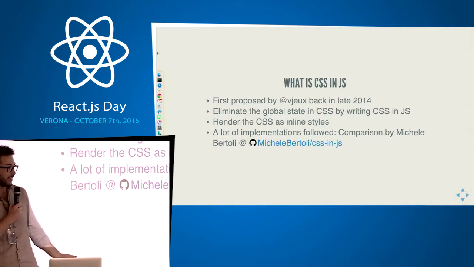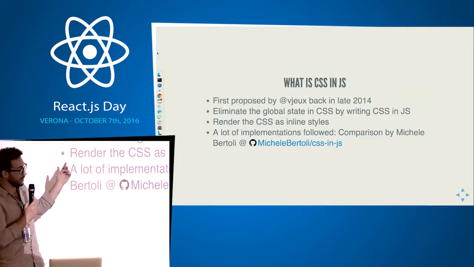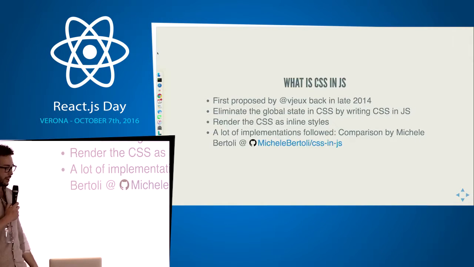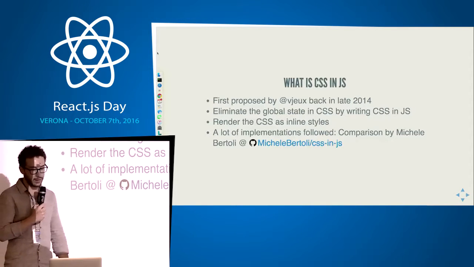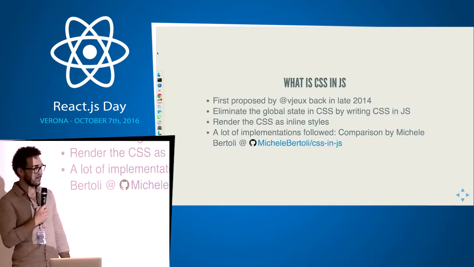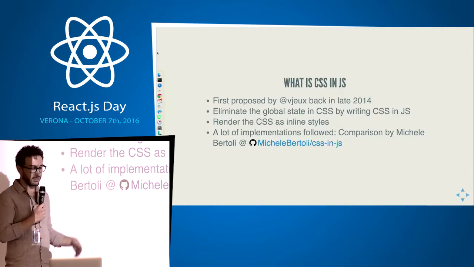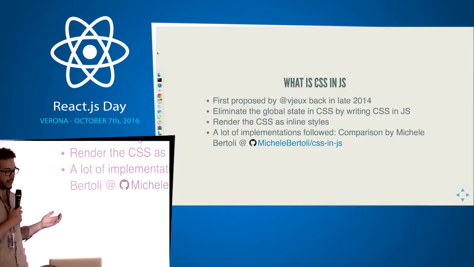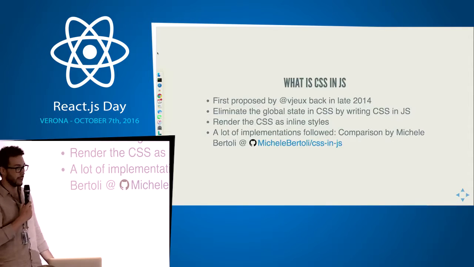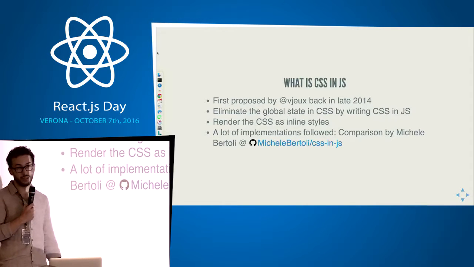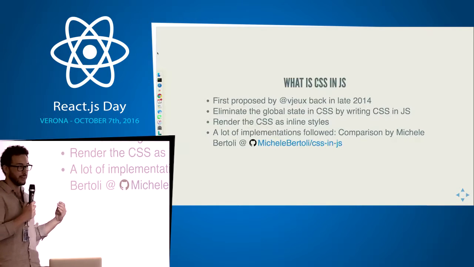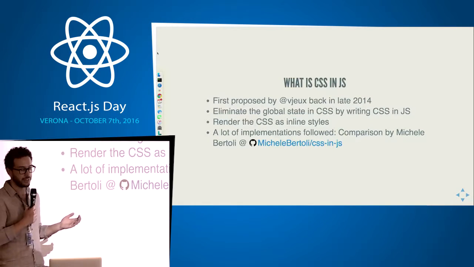Okay, what actually is CSS in JS? Well, the idea was first proposed in late 2014 by Vjeux. He's a Facebook guy who works with React. And there was a huge discussion that started after his talk. The basic idea is that they also want to eliminate global state in CSS, but by writing the CSS in JavaScript, right? So you can have all your nice JavaScript features like variables and local scope and stuff like that. And then use that to render the CSS as inline styles. That was the basic idea.